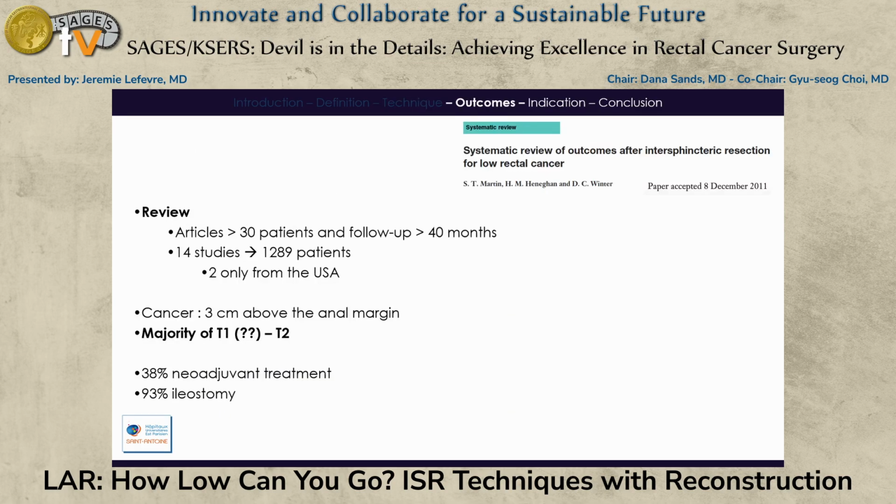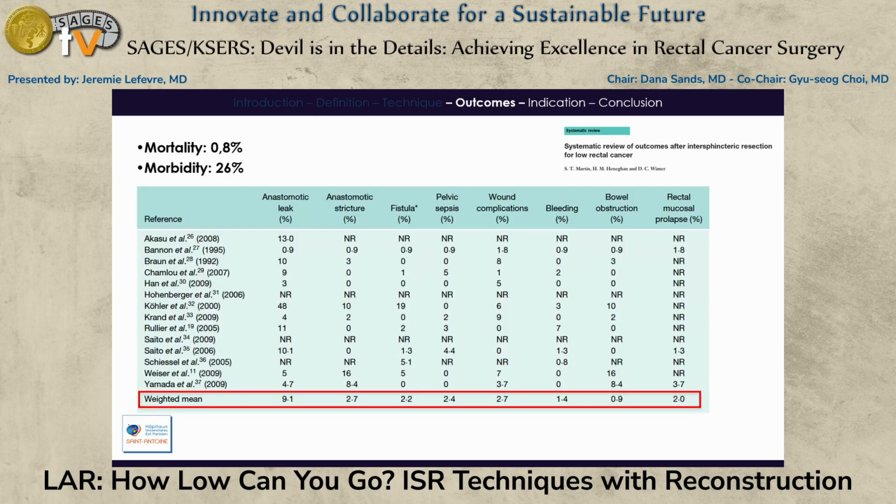What are the outcomes of this technique? We had a large review published 13 years ago, 1,300 patients, with only 2 studies from the US. Of course, the majority were small tumors, T1 and T2, with 40% neoadjuvant treatment. Briefly, for morbidity, it's like a classic LAR: less than 1% mortality, 26% morbidity, and a leakage rate in those retrospective studies around 11%, probably more, but no increase in morbidity.